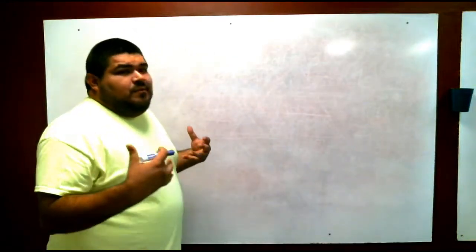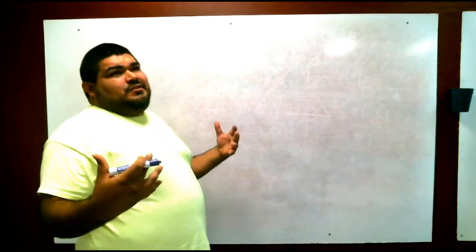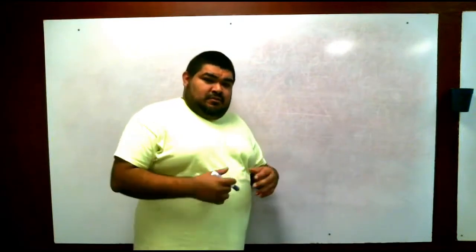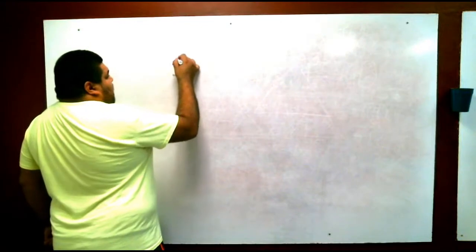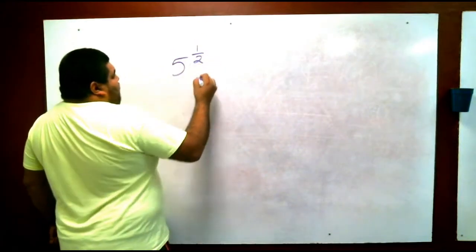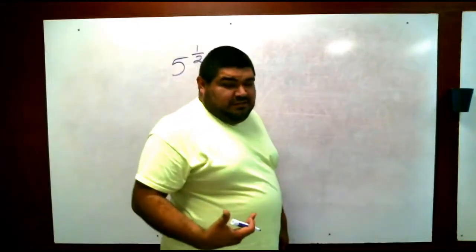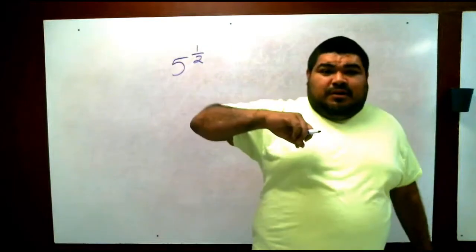The way we convert a fraction, should I say, a number with a fraction or a mixed fraction into a radical form is we're going to have 5 1/2. Okay? We have a mixed fraction. Mixed fraction because we have a whole number with a little bit of leftover. Okay? The fraction.